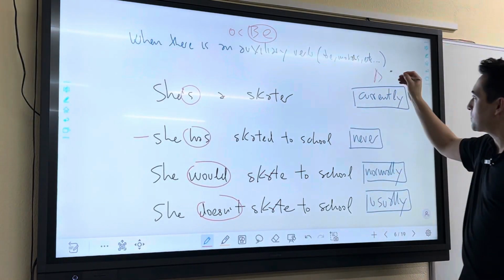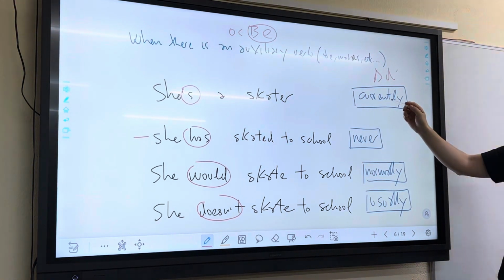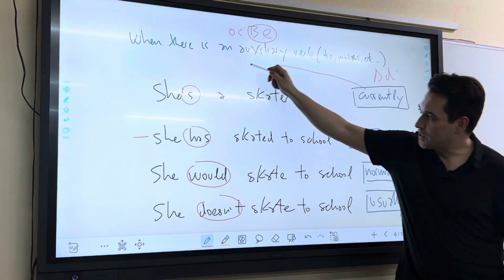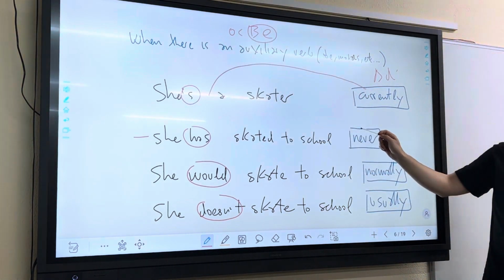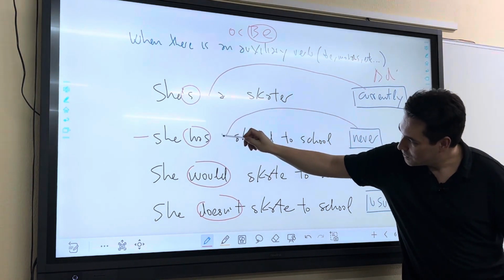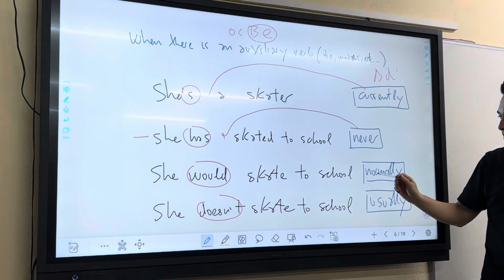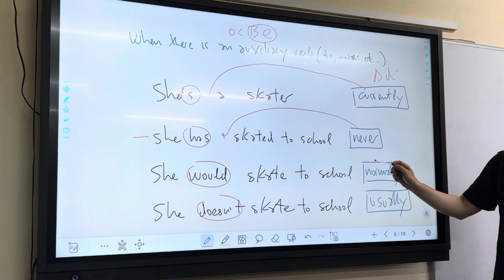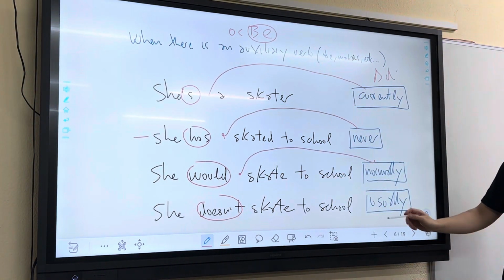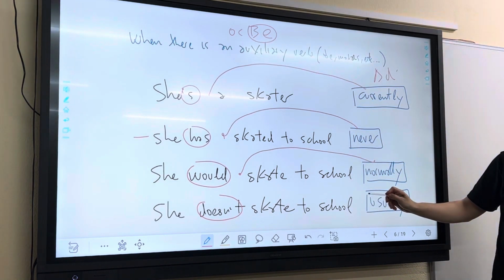Okay, these are the adverbs. Currently, where do I place it? "Never." Where do I place it? "She has never skated." "Normally," where do I place it? "She would normally skate to school." "Usually," where do I place it?